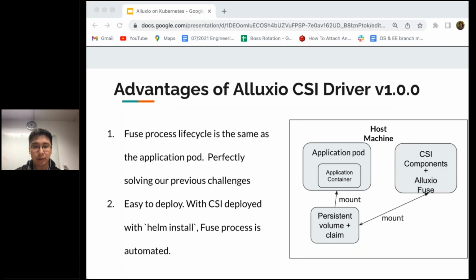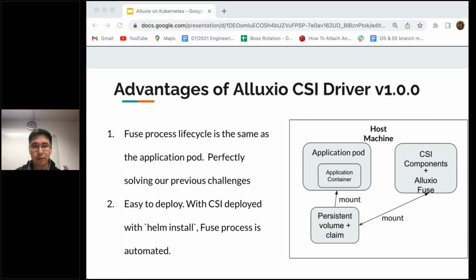So, to quickly rewind, the challenges we were facing with the traditional setup: Fuse was wasting resources while not being used, and it's not supposed to be set up everywhere on the worker. Now with this CSI driver, the Fuse process lifecycle is the same as the application pod. Only when the application is up, the Fuse process is up. And when the application is done with its job, the Fuse process is done as well. This perfectly solves our problem.